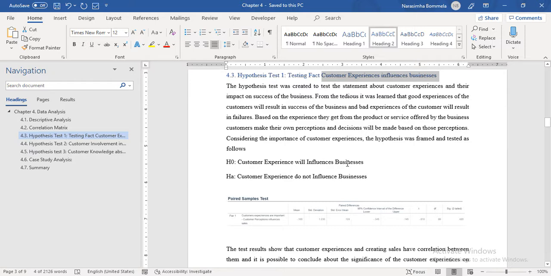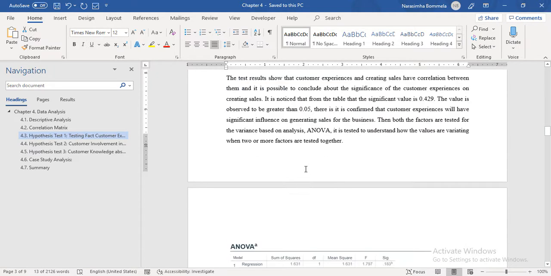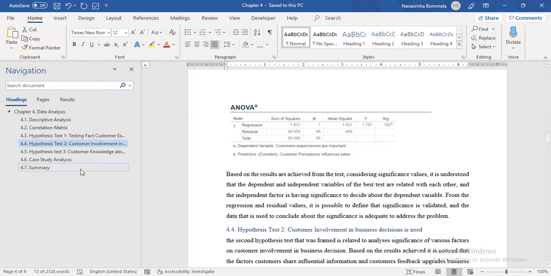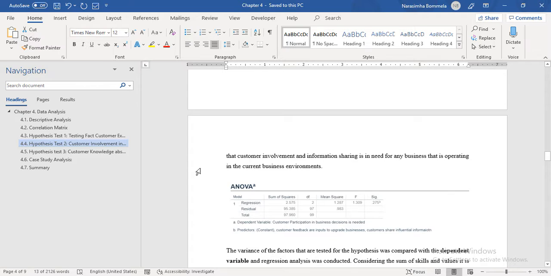Customer experiences will influence businesses is the null hypothesis here, and the alternative one, which says that it does not influence business, is the alternative hypothesis. So some articles consist straight away of hypothesis related information like this. Even if not, if the document consists of statistical information, you should understand that statistical information means information like this, or some tables or some pie charts, data analysis tables, something like that.